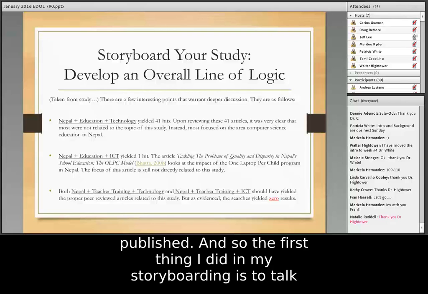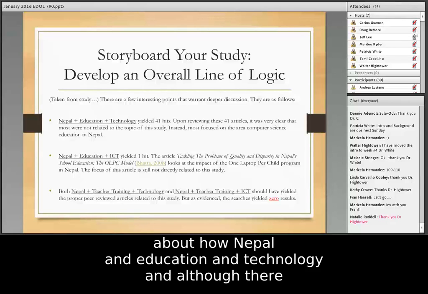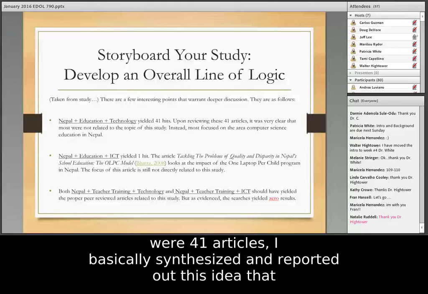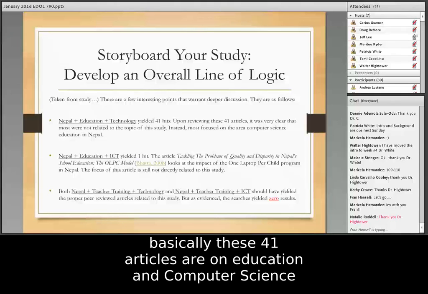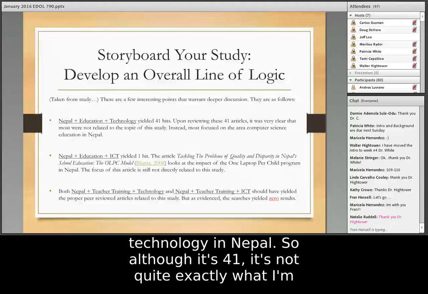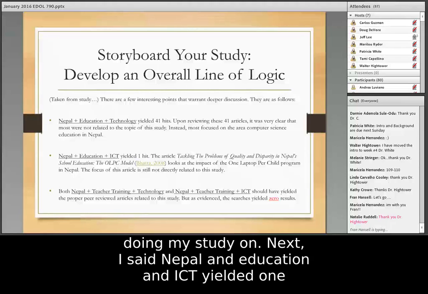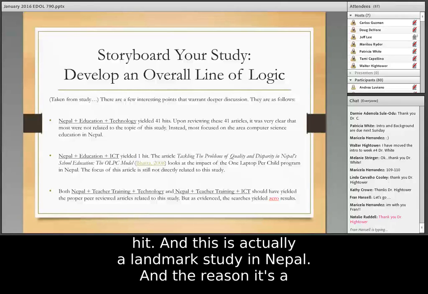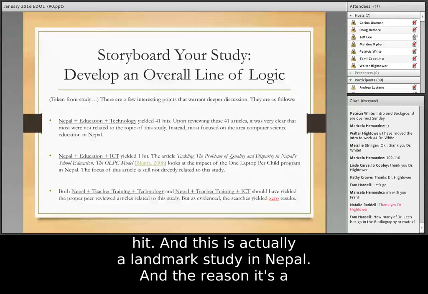And so the first thing I did in my storyboarding is to talk about Nepal in Education and Technology, and although there were 41 articles, I basically synthesized and reported out this idea that these 41 articles are on education and computer science education in Nepal, and not really this idea of teachers integrating technology in Nepal. So although it's 41, it's not quite exactly what I'm doing my study on. Next, I said Nepal in Education and ICT yielded 1 hit, and this is actually a landmark study in Nepal.